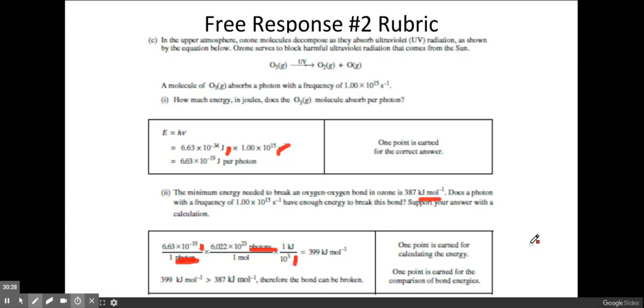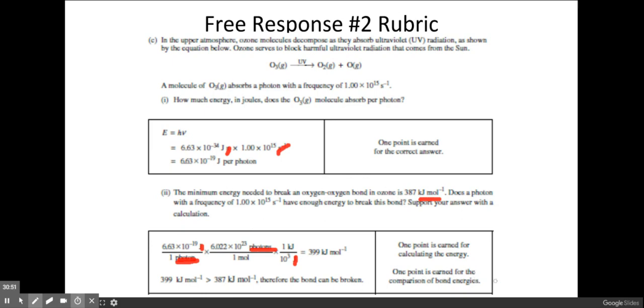So that calculation earns you a single point right there. Then comparing your calculated value to the 387 kilojoules per mole required to break the bond, because you have more energy than is required to break it, the bond can be broken. So you would earn a second point here.